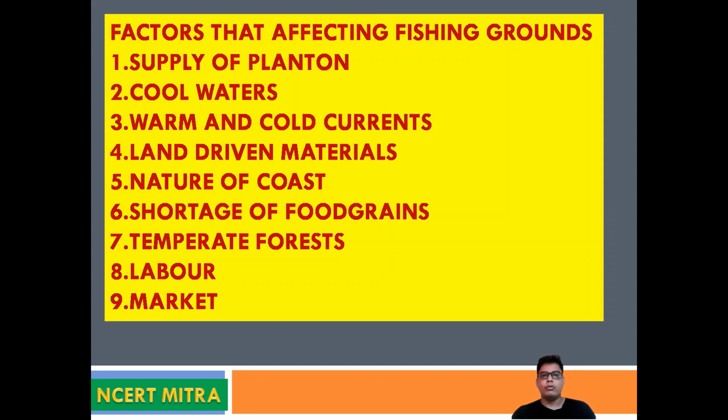Cool water and hot water: in the case of ocean currents, cold and warm currents mix in that area, and due to this the area becomes suitable for the development and growth of plankton.